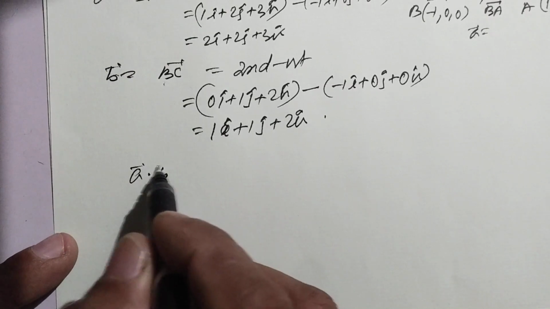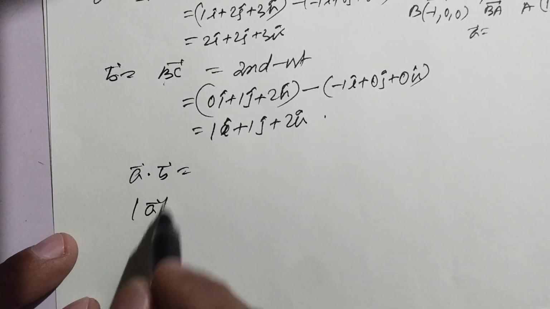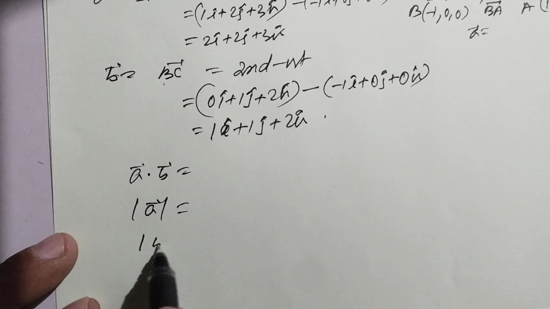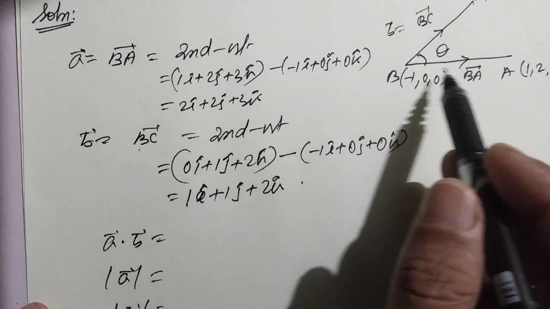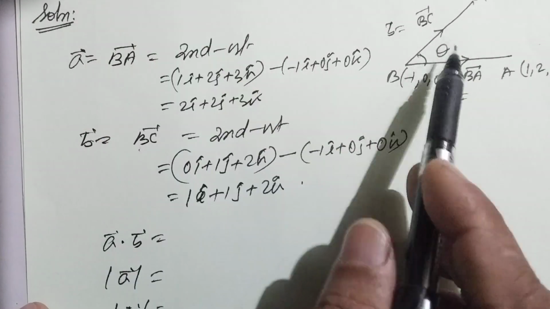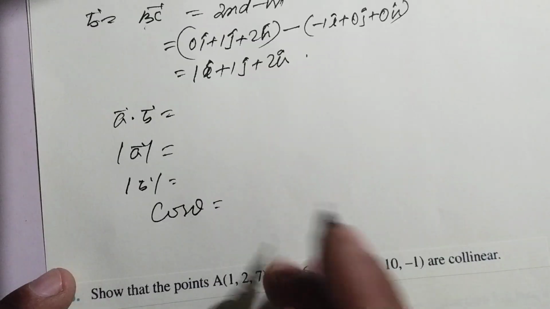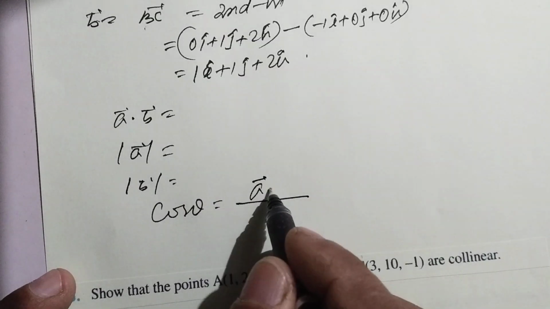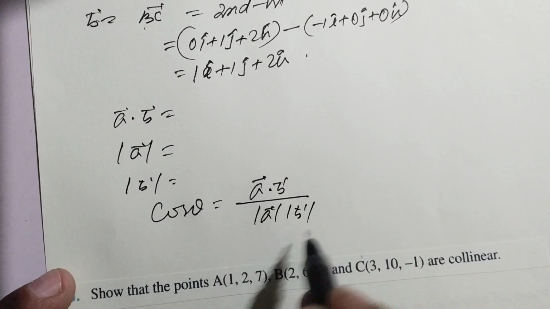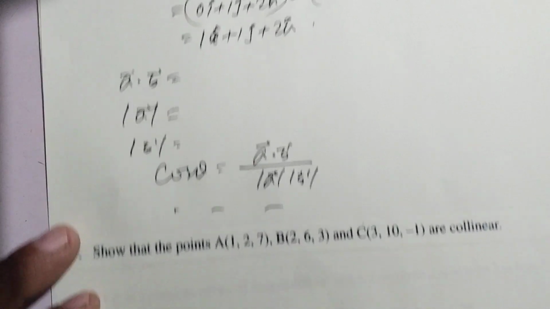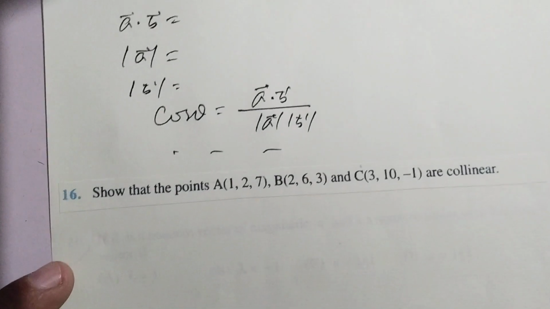We will find a dot b, the dot product. We know how to find magnitude a, and we know how to find magnitude b also. The angle is given by cos theta. Angle BAC or ABC, it is written here. It is the theta angle, and cos theta is given by a dot b by magnitude of a, magnitude of b. We can put the values and we can simplify, which we have done at the beginning.